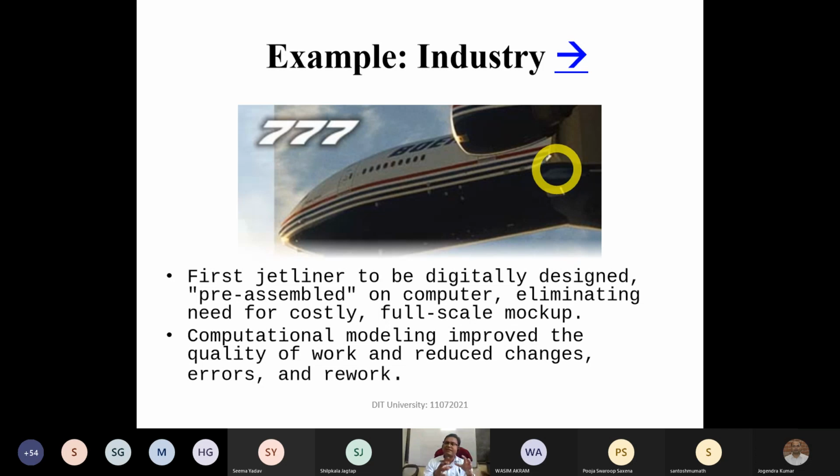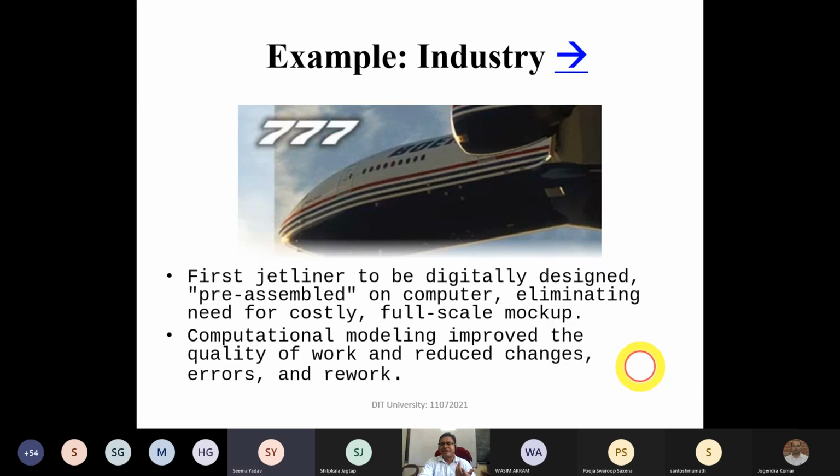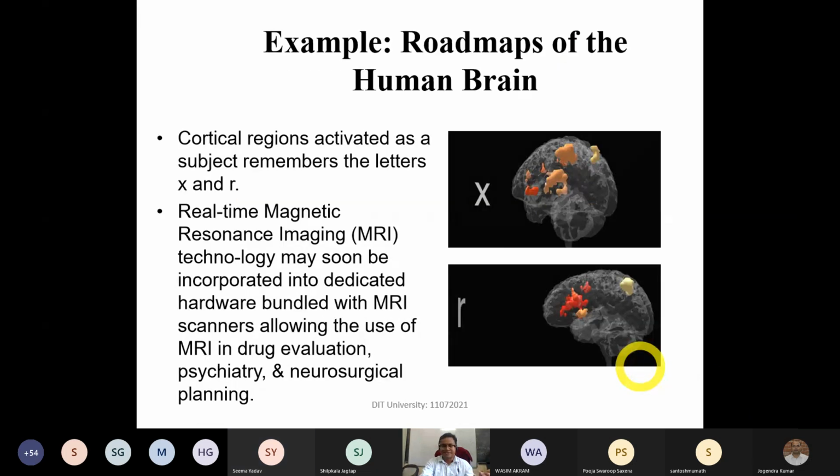But imagine the same jetliner digitally designed or pre-assembled on your computer. You will do the whole thing 100 times, 1,000 times, and so on, and it will give you the correct one, right? So this is how mathematical modeling has helped the industry develop things that seemed unrealistic in the real world. Similarly, how do we think about the human brain?